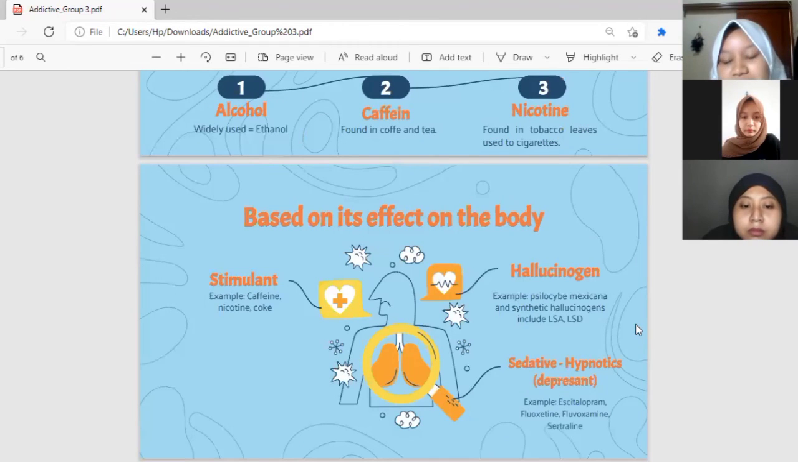And the last, based on its effect on the body, the addictive substances cause first, hallucinogens. The example is psilocybe mexicana, and synthetic hallucinogens include LSA and LSD. And the second, sedative, hypnotic, depressant. The examples are escitalopram, fluoxetine, fluvoxamine, and sertraline. And the last is stimulant. The examples are caffeine, nicotine, and coke.